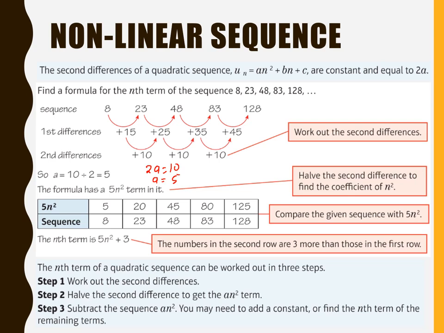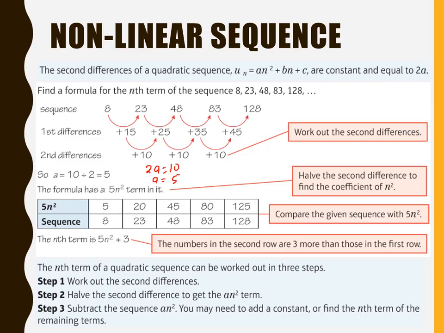In order to find the rest, we look at it and go, okay, if we were to have 5n squared, what would that sequence look like? Well, if we put 1 here, it becomes 5. If we put 2 here, it becomes 2 squared, which is 4, times 5, 20. If we put 3, 3 squared is 9 times 5 is 45, and you go on. So this is the sequence for 5n squared. But we have a different sequence. We have 8, 23, 48, 83, 128.